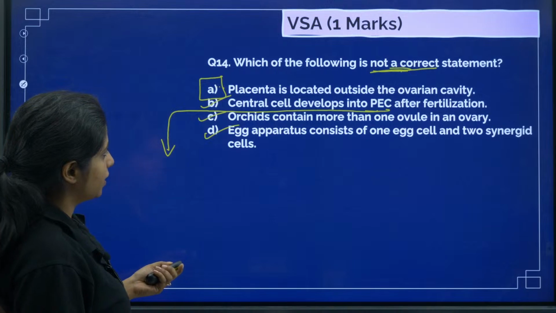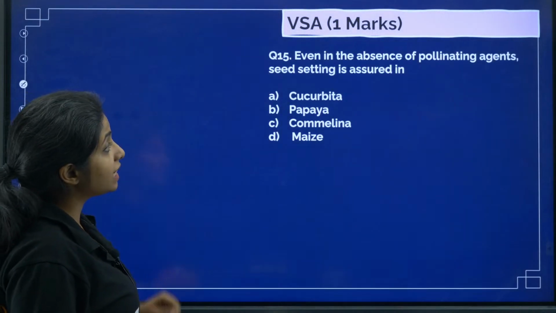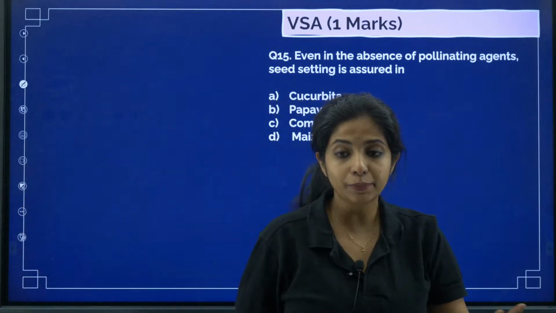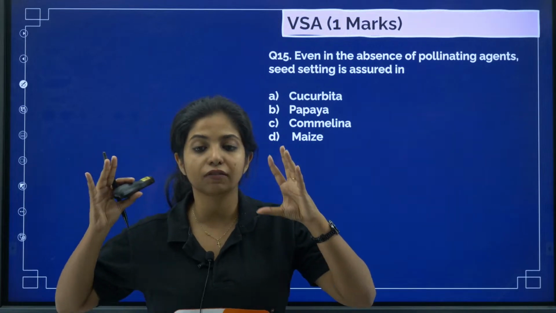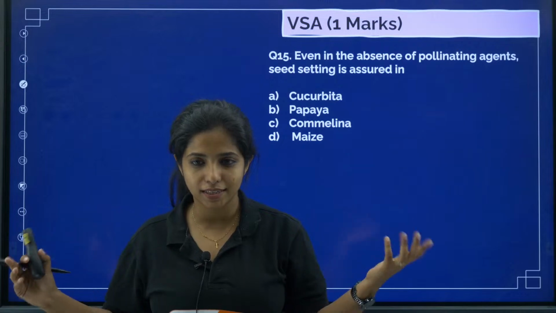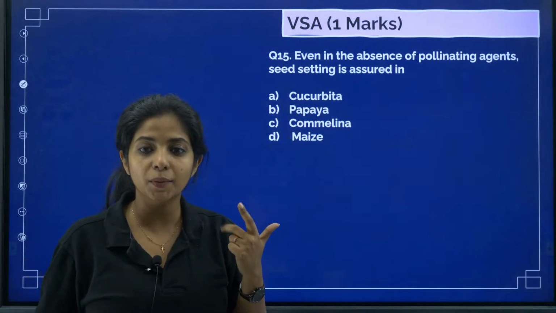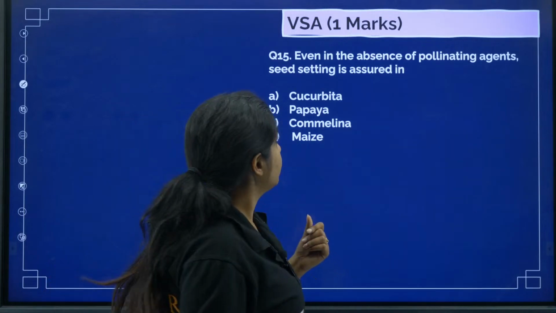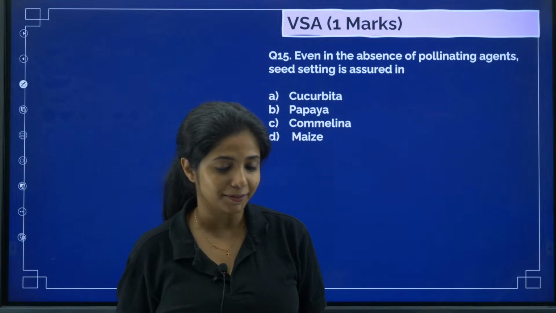Okay, chalo. Now, going ahead, even in the absence of pollinating agents, seed setting is assured in. That means you do not need pollinating agents. Still, fertilization will happen, still seed will be formed. Who am I? That is the question. Which flower is this where it can be happening? Cucurbita, papaya, camelina, maize. 15. This is an interesting question, very easy question apparently, but interesting.